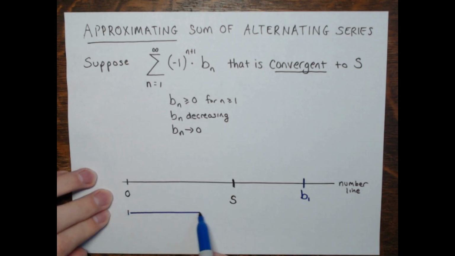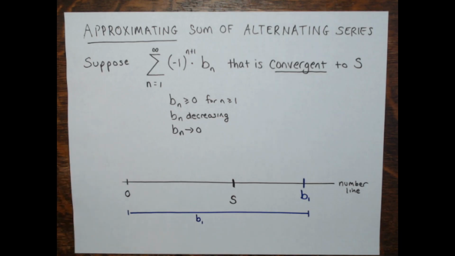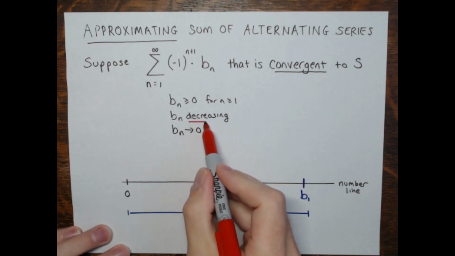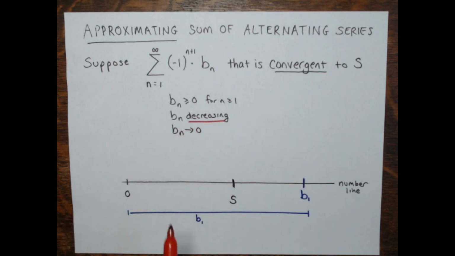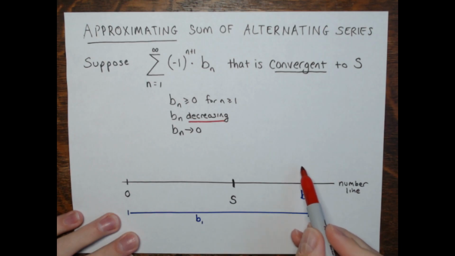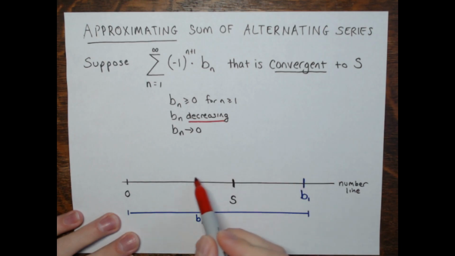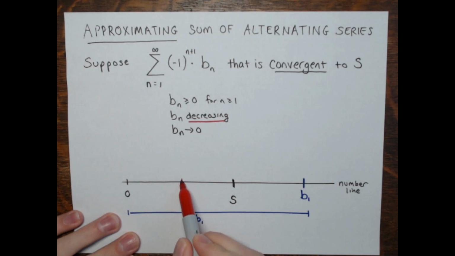So I go from 0, I add B1. And then we'll subtract B2. And B2 needs to be smaller than B1. Remember I said that we're assuming this alternating series satisfies the conditions of the alternating series test. We'll have to check that when we do these approximations, but from B1, I will then subtract B2, which will take me, say, over here.